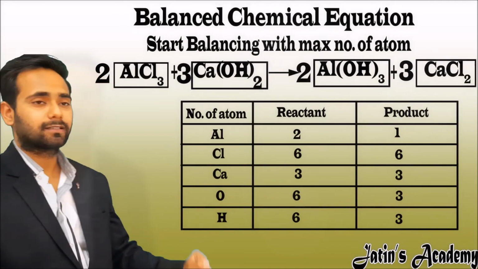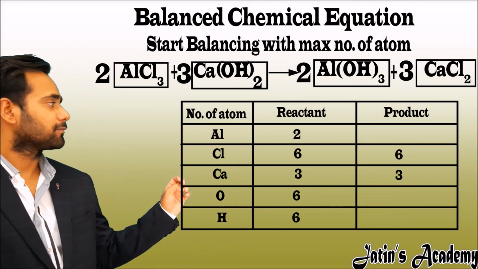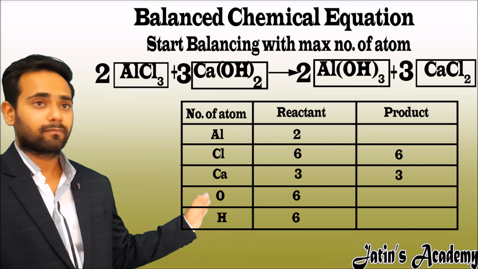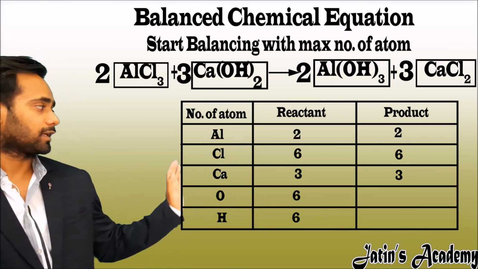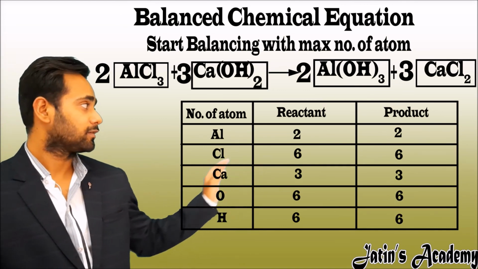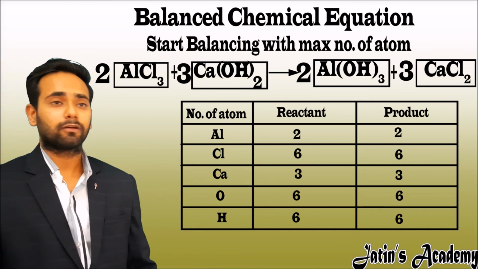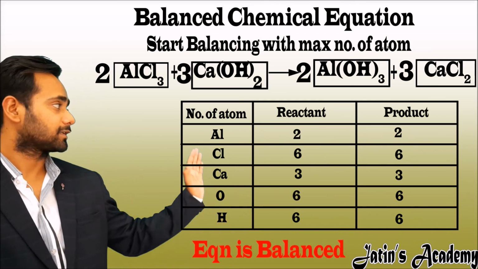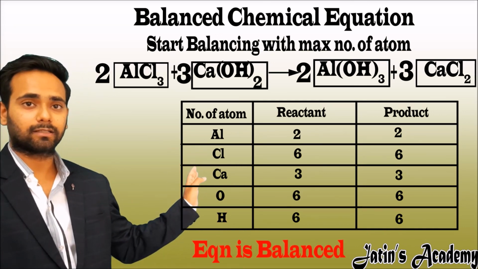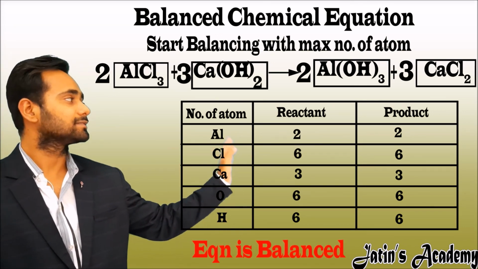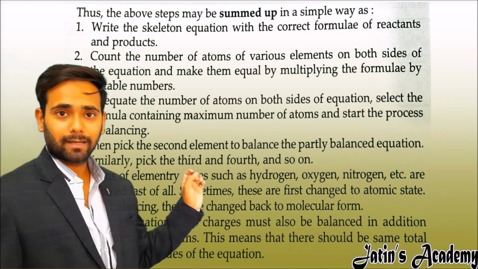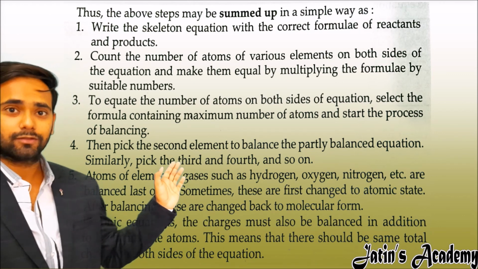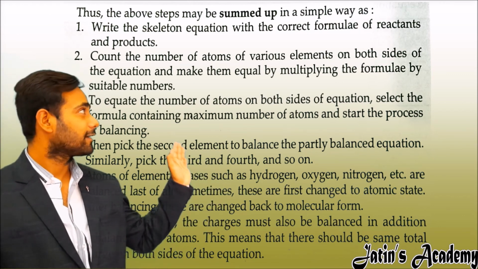Now start making the new table. In the new table, the reactant side is the same, and on the product side aluminium gets 2 atoms, oxygen and hydrogen get 6 atoms. Now you can see our whole equation is balanced because the number of reactant side atoms and product side atoms are the same. The summed up steps of the balanced chemical equation are written here. You can pause the video and write these steps.